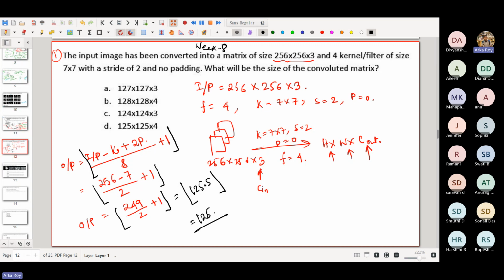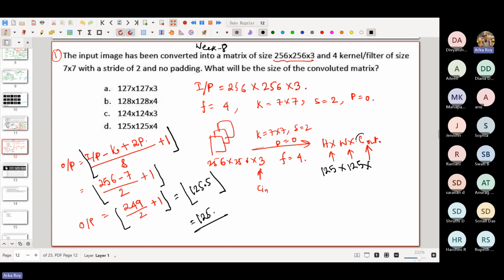So this is the formula that you have to follow. If you do not get any whole number out of this equation, then you have to consider the floor operation. Otherwise, you can just use the initial formula itself without the floor operation. If you get some decimal representation, then you need to add the floor into the equation. Okay, so we got the height and width to be 125 cross 125.